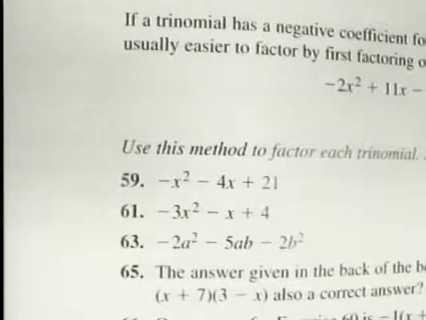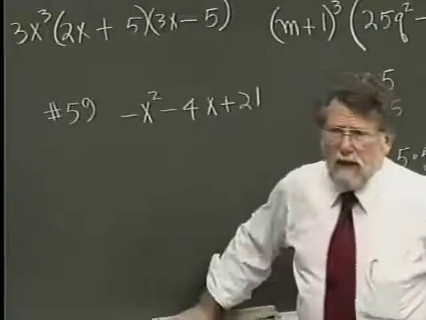Negative first terms are not good. Okay, I'll just put that as a generic statement. A negative first term in a trinomial is not good. So I'm going to, with some space, I just can't let this space disappear. So I'm going to write negative x squared minus 4x plus 21. And thank you for picking up on this one.